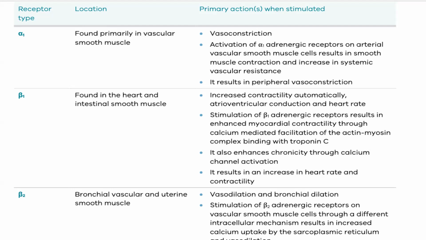So it could affect both the strength of contraction and the chronotropy as well, so the rate at which the heart beats. So contraction strength, and then rate. Beta 2 is usually also found in the vasculature. It tends to have an antagonistic effect to alpha 1, in the sense that when it is stimulated, it tends to cause vasodilatation. It's also found in the uterine smooth muscle.